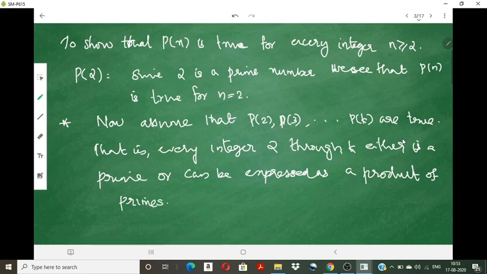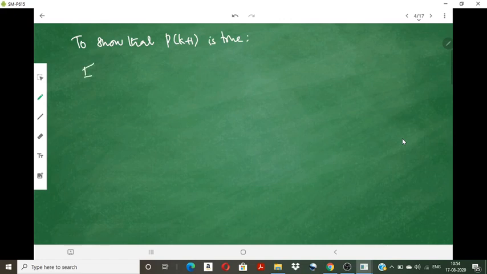That is, we proved that P of n is true for n equal to 2, and we assume that P of 2 up to P of k are true. That is, every integer 2 through k is either a prime or expressed as a product of primes. Now we have to show that P of k plus 1 is true. If k plus 1 is a prime number, then the result is obvious; there is nothing to prove.